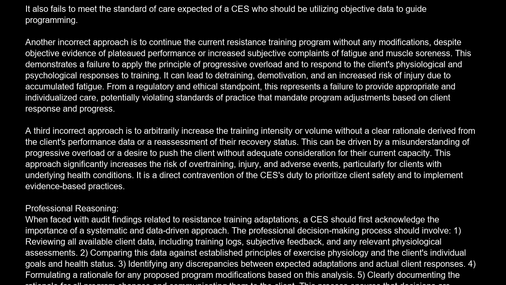The professional decision-making process should involve: 1. Reviewing all available client data, including training logs, subjective feedback, and any relevant physiological assessments. 2. Comparing this data against established principles of exercise physiology and the client's individual goals and health status. 3. Identifying any discrepancies between expected adaptations and actual client responses. 4. Formulating a rationale for any proposed program modifications based on this analysis. 5. Clearly documenting the rationale for all program changes and communicating them to the client. This process ensures that decisions are evidence-based, client-centered, and aligned with professional standards and ethical obligations.